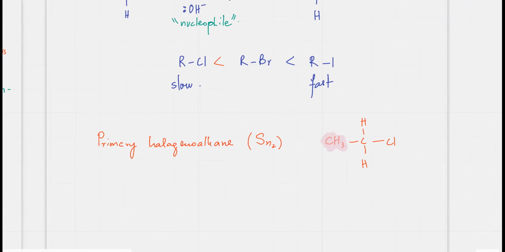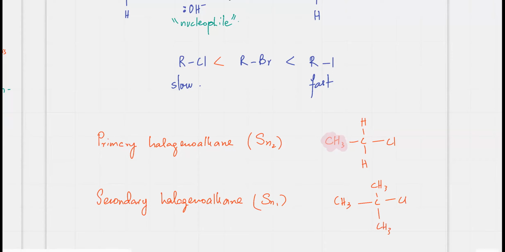And you had a secondary halogenoalkane. That is your SN1. Not secondary, actually. I wanted to talk about a tertiary halogenoalkane. Okay, that was SN1. So you have your tertiary halogenoalkane, and what would happen in that case is that it would have three carbon chains. So both the mechanisms are different. We're going to discuss the mechanisms in the next class.